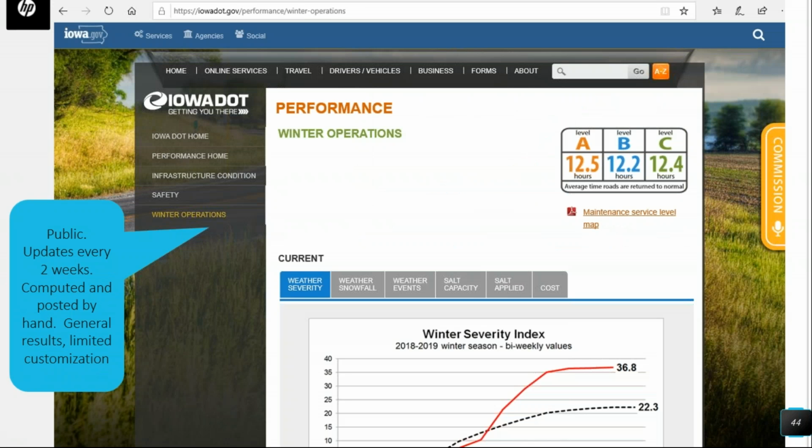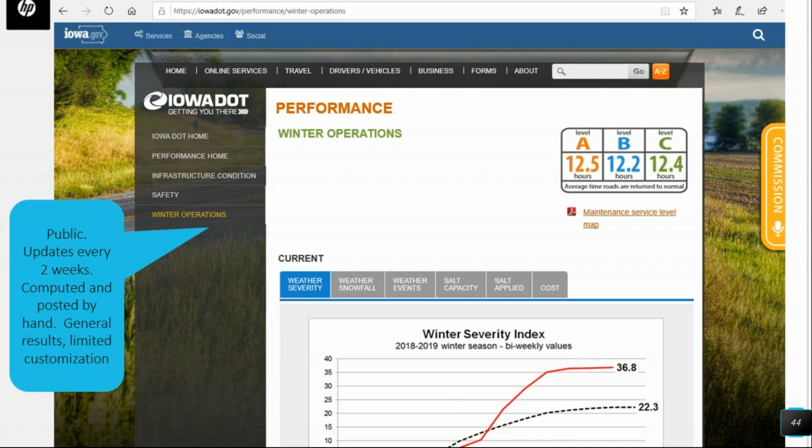On the other hand, here's another system that we use at Iowa DOT, which is generic and done by hand. This is actually our public winter maintenance dashboard on our website. And you can scroll down, there's more information at the bottom that I didn't capture in the screenshot here, but basically we update this thing every 2 weeks based off of a spreadsheet. We computed it and post it by hand.